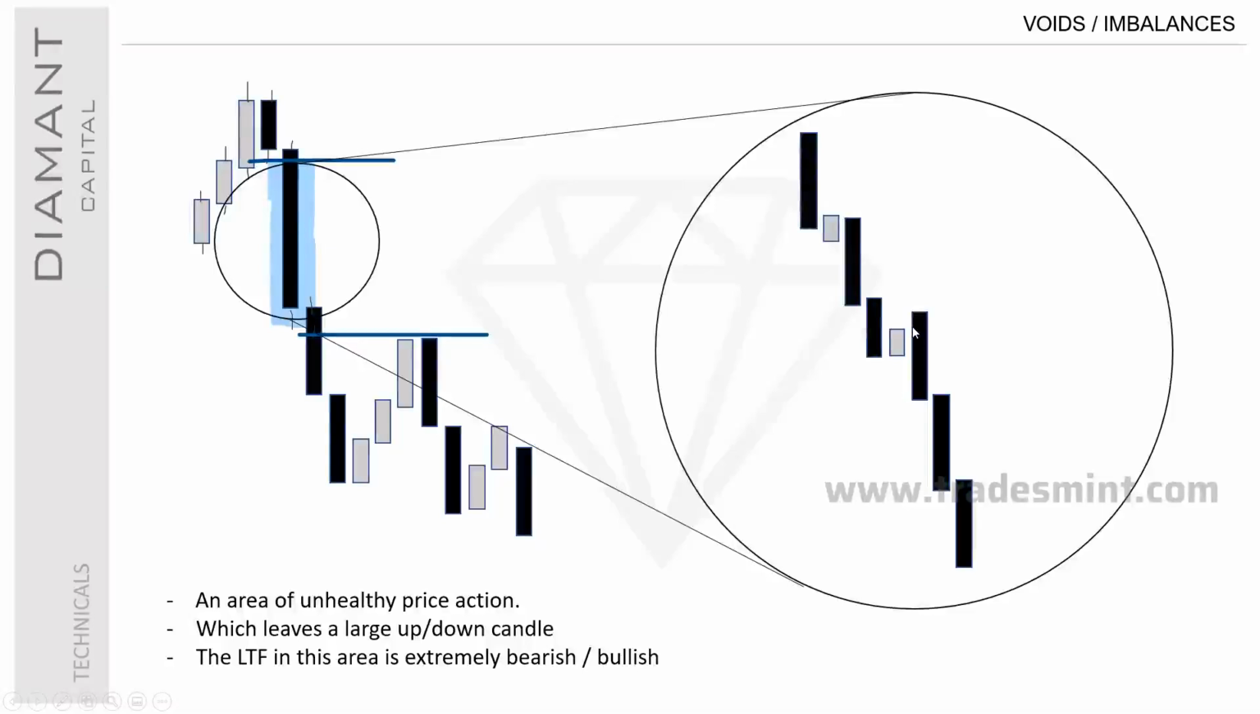Now, this really is unhealthy price action, because you've got such a large gap in the market with no orders of up or down candles. You've just got a massive move in that direction. And what usually happens is price likes to aim for that area as a draw on liquidity. So a draw on liquidity is when price sort of gravitates to that area.